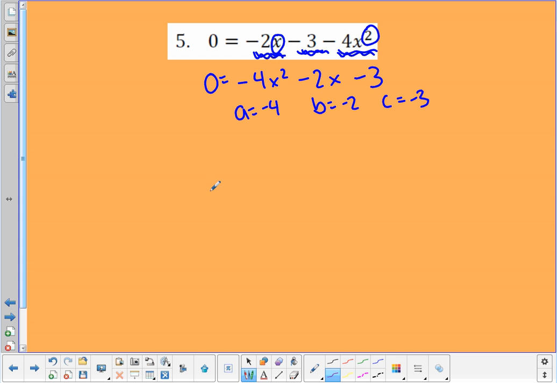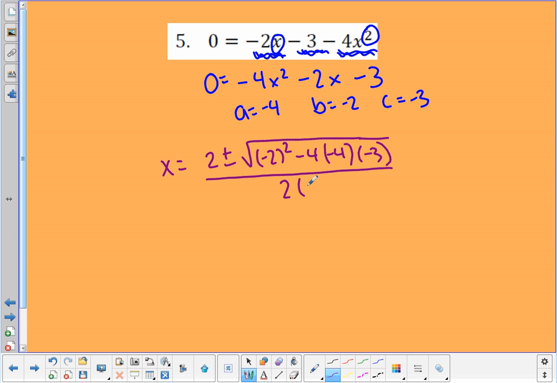Now I'm going to plug it in. I have x is equal to the opposite of b, +2, plus or minus the square root of b, -2 squared, minus 4 times -4 times -3, all over 2 times -4. Simplify under the radical. +2 plus or minus. -2 squared is +4. -4 times -4 times -3 is -48. A negative times a negative times a negative again is still negative. And then bottom, 2 times -4 is -8.